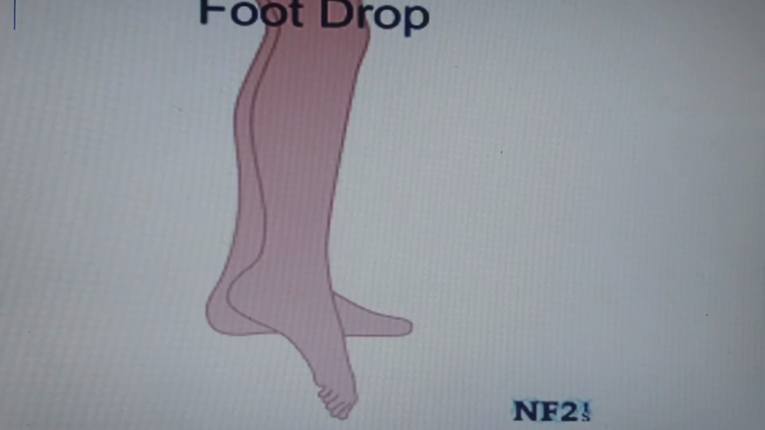Therefore, it tells us that we won't be able to dorsiflex. That is the injury to what we call the common peroneal nerve, which will result in foot drop. So the classical sign that you are going to find with someone who presents with injury to the common peroneal nerve will be foot drop. But interestingly, some people are able to circumvent this.